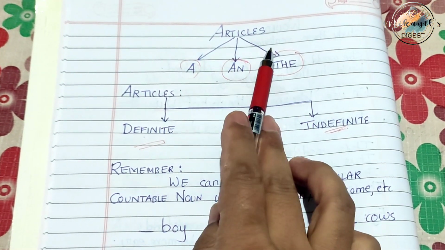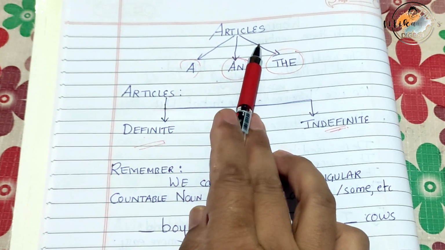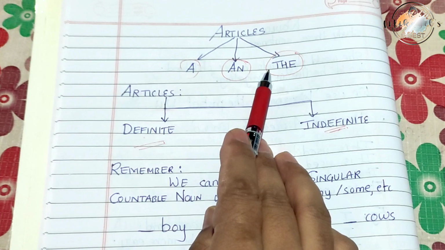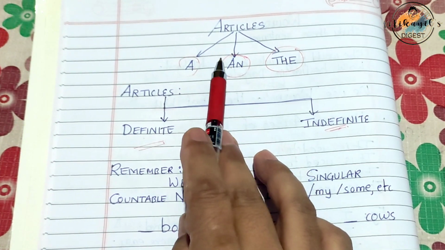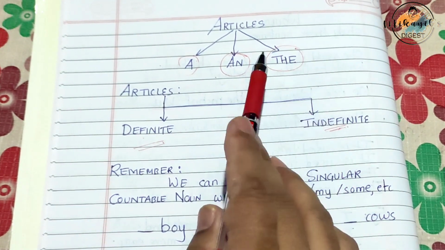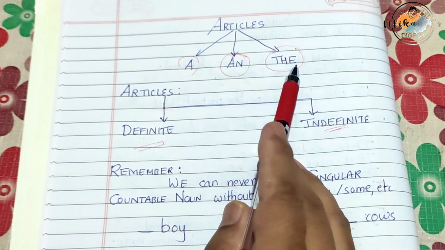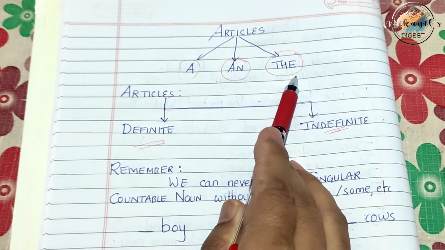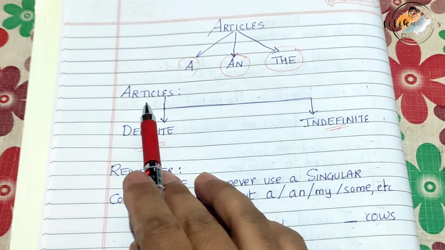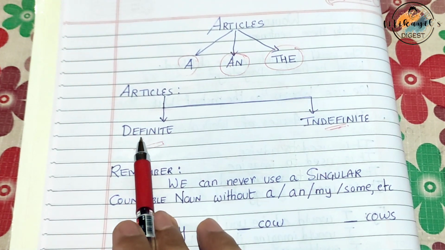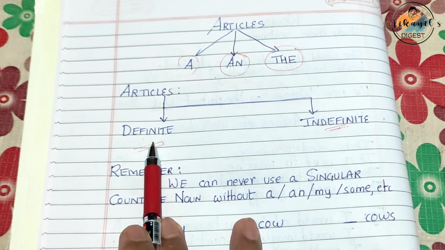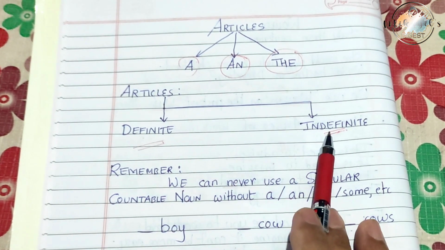But before we move on to what articles are, or what these that I've written here are, we need to understand the definition. An article is placed before a noun or a pronoun. It is usually a, an and the. Now let us understand what these are. Articles are of two kinds, definite and indefinite. Definite is one which we know, which we are sure of, and indefinite is one which we are not sure of.